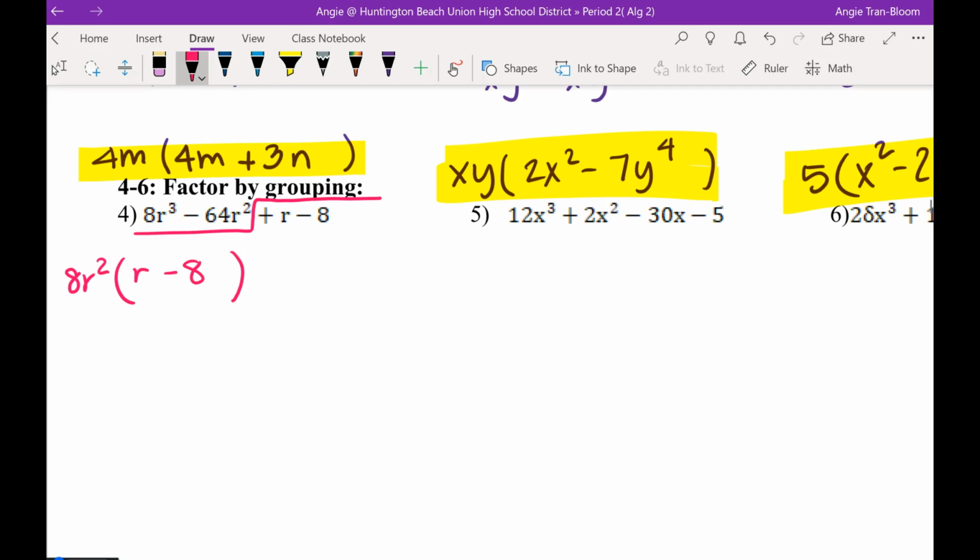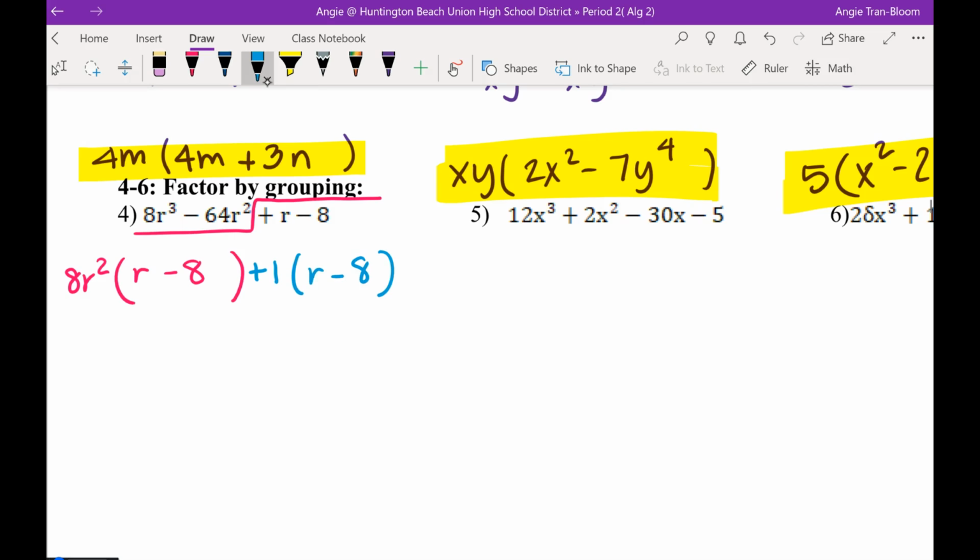The second group. Joe, what does it have in common in the second group? A 1. Okay, Joe said it really perfectly. He said nothing, but nothing is not a 0, right? You could always factor out a what? A 1. Drop down your plus sign. Factor out a 1. When you factor or divide by 1, what's left over? Itself, right? Whatever's there.